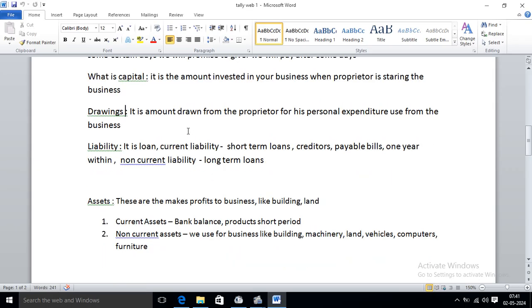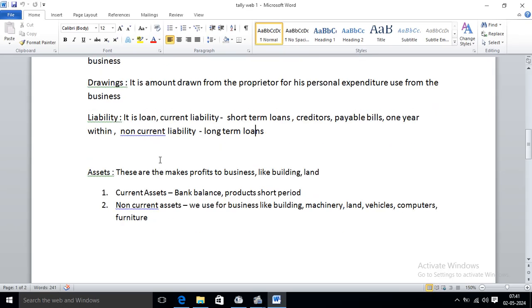What do you mean by liability? Liability means it is a payable amount to somebody. It is a loan, current liability, short-term loans, creditors, payable bills within 1 year, that is called a liability. There are two types of liabilities. One is current liability and another one is non-current liability. Non-current liability means long-term loans.